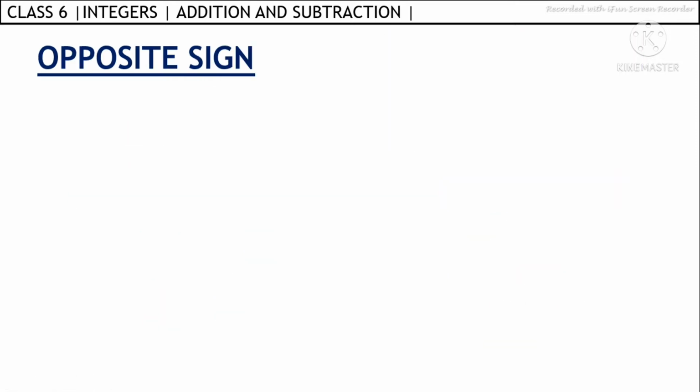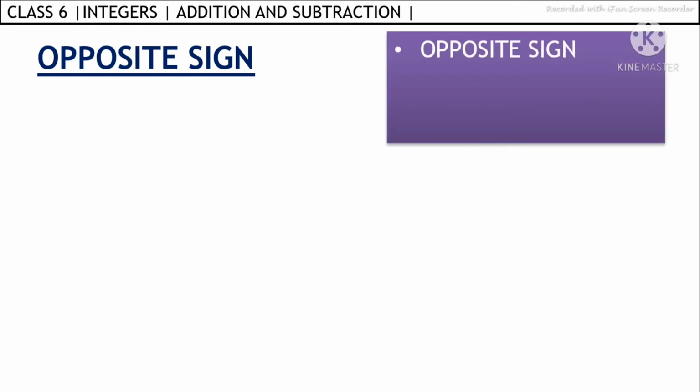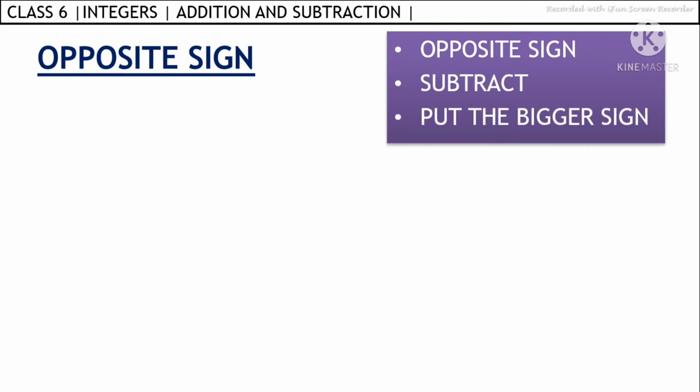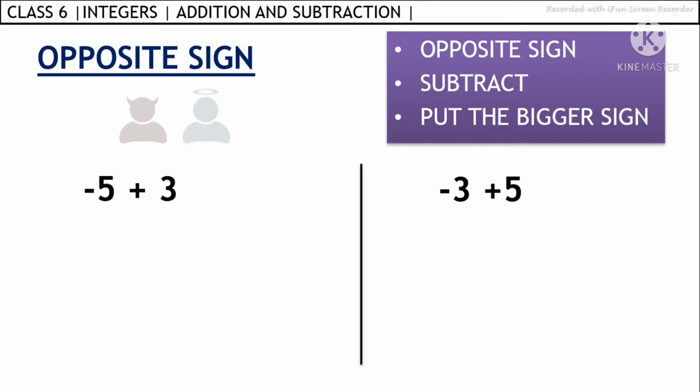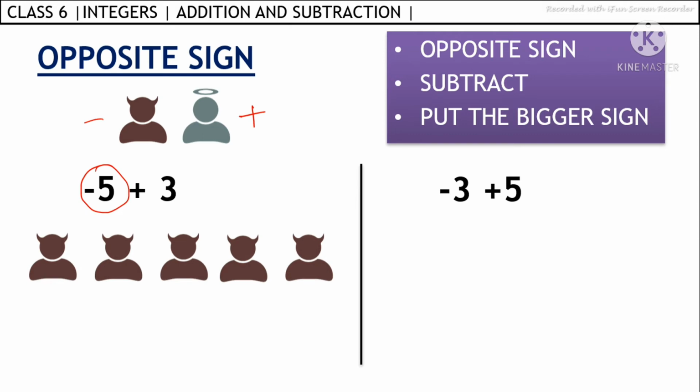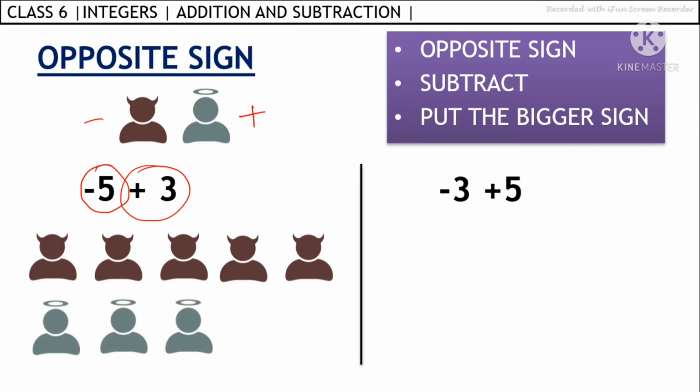Now the last rule of this theory, opposite sign. When integers are of opposite sign, we have to subtract and put the bigger sign. That's the rule here. So to understand this rule, let's take two examples of opposite sign and follow our hero and villain story. Heroes are positives, villains are negatives. Let's start counting now. Minus 5 means 5 negatives. So 5 villains. Next, 3 positives, 3 heroes.